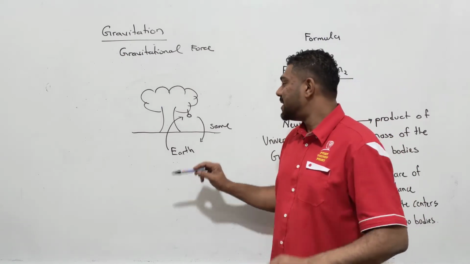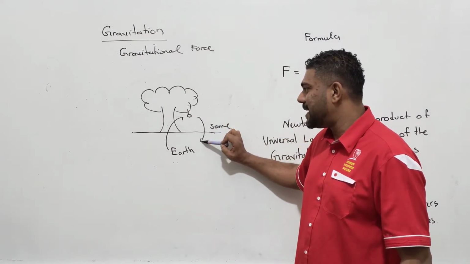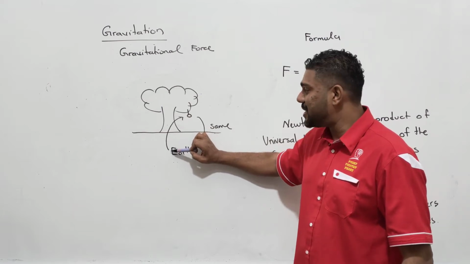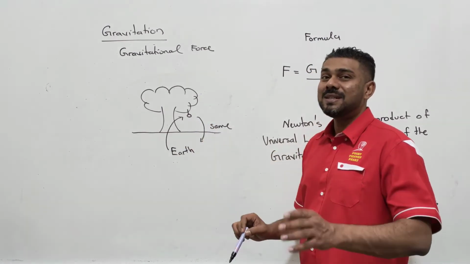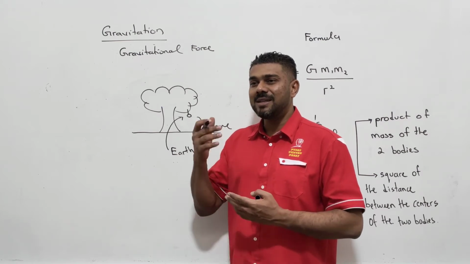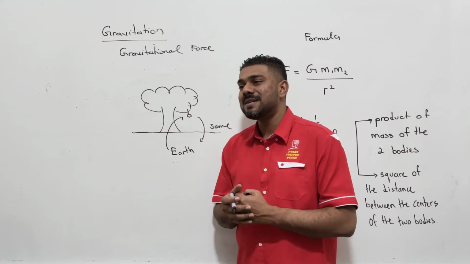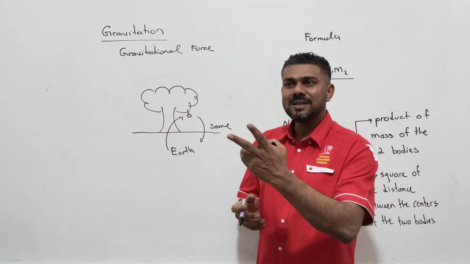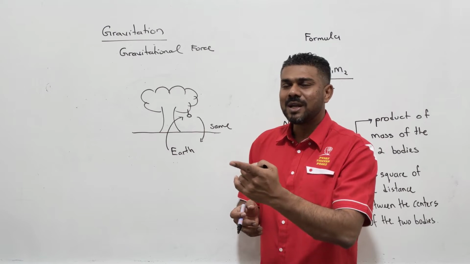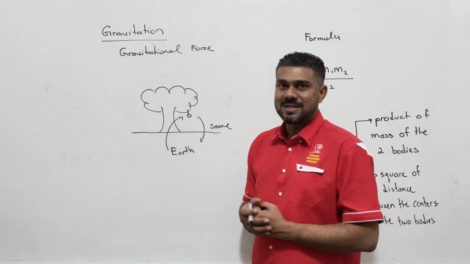You heard what I said there? The force of gravitation of the apple on planet Earth and the force of gravitation of Earth towards the apple is the same. So technically meaning that the Earth and the apple have to move towards each other. Am I right? But why do you see that only the apple is falling down? You don't see the Earth moving towards the apple. It's supposed to move towards each other.